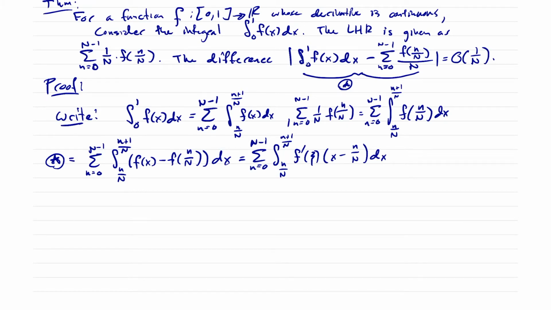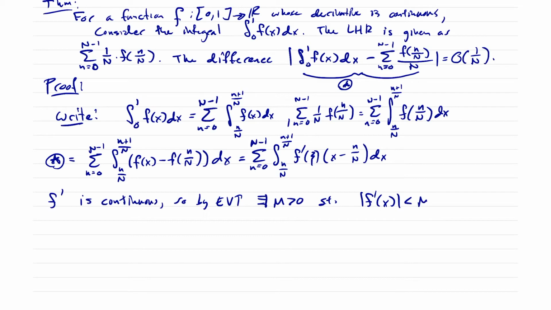Okay, a few things to note. f prime is continuous. So by the extreme value theorem, there exists an M bigger than 0 such that the absolute value of f prime of x is less than M for all x in, say, 0, 1. All right, so that's a good start.